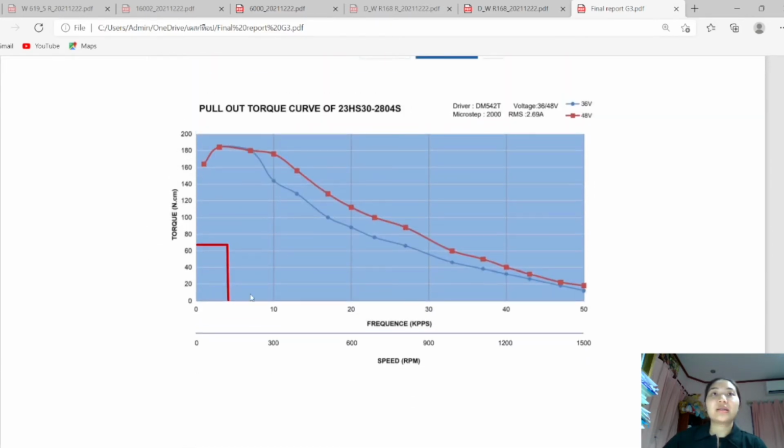And this is the torque curve. The y axis shows the torque in Newton centimeter and the x axis shows the rpm and frequency.